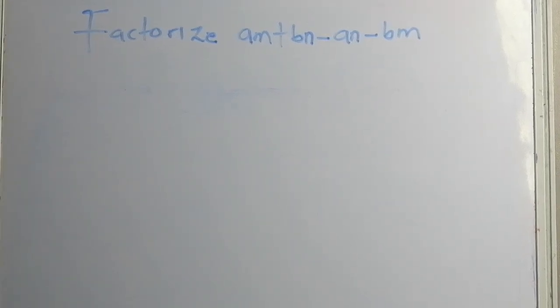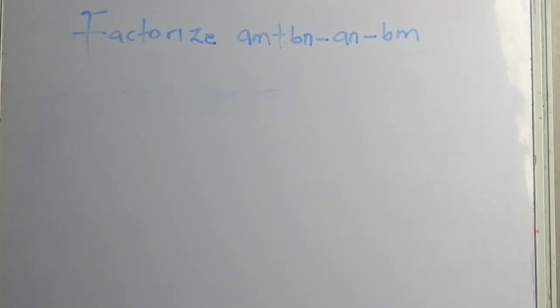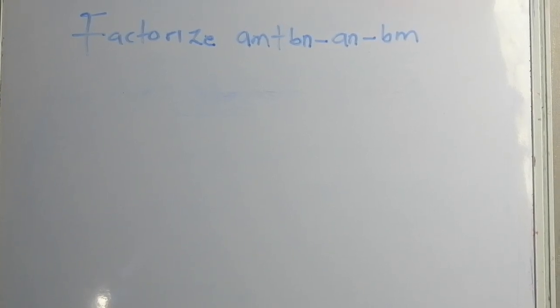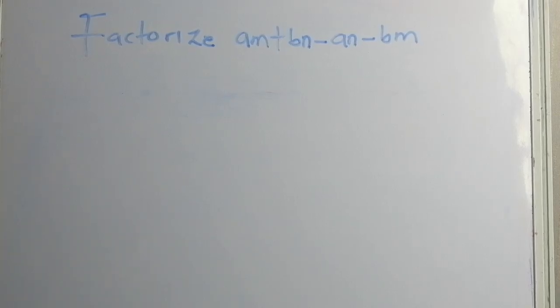Hello guys, the question here is: factorize am plus bn minus an minus bn. As we are solving this question, I will advise that after you have seen it, you close your connection, then take your book and do the solution yourself. Go through it again, so that it becomes part of you.